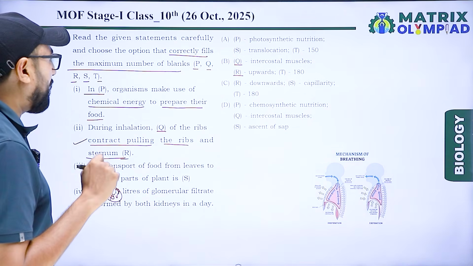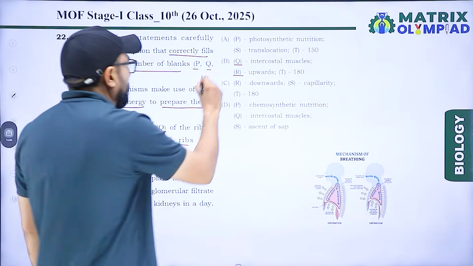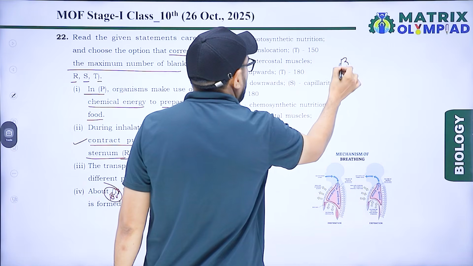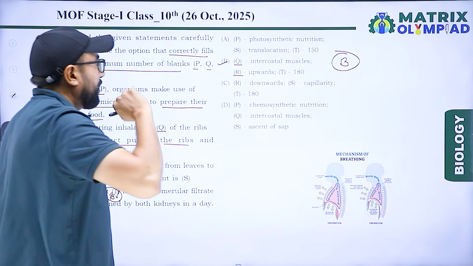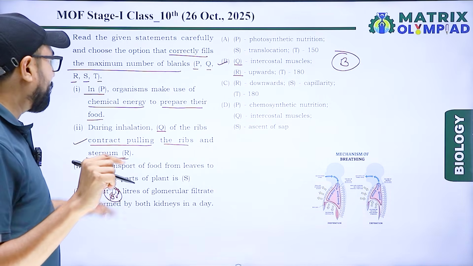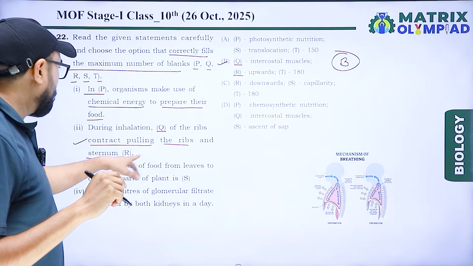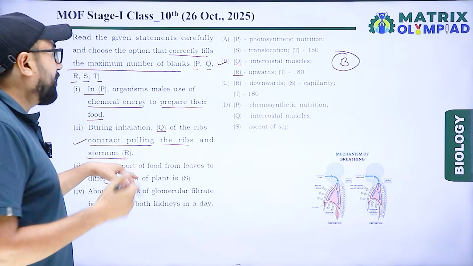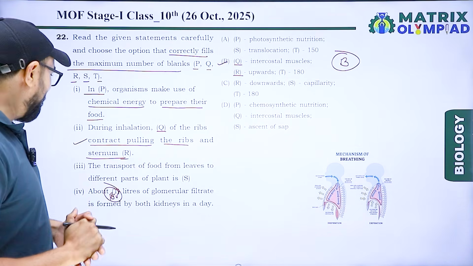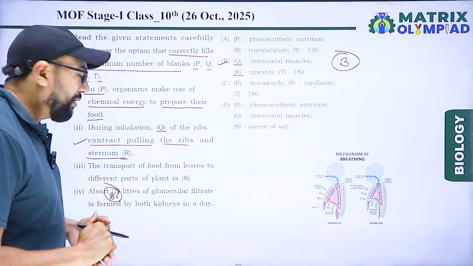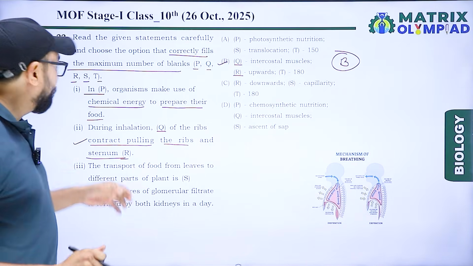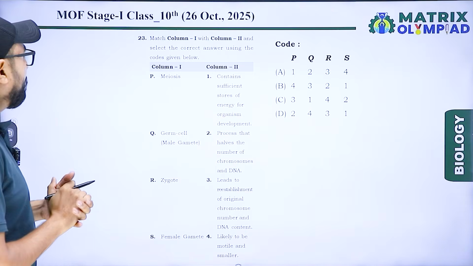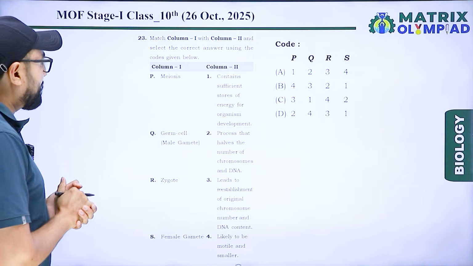QRT, in option B is right for this question. Q, intercostal muscle. R, upward, ribs and sternum upward. And T is 180 liters of glomerular filtrate per day. Next, match column first and second.